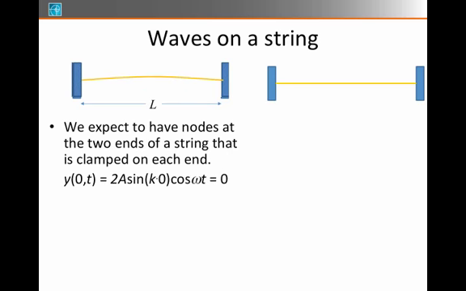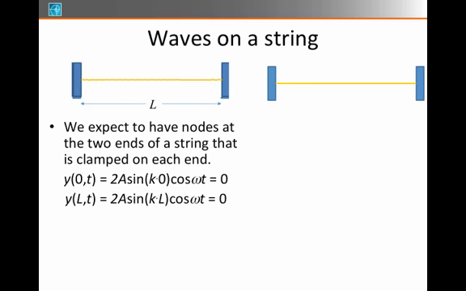So if we were to write the functional form of a standing wave, remember it's y of x and t is 2a sine kx times cosine omega t. Well, when I plug in x equals 0 for the left end of this string, then I expect to have this whole function be 0 because I'm at a node. That works out to be true automatically because when I plug in 0 inside the argument of the sine, well, that's just 0, so that's no big deal.